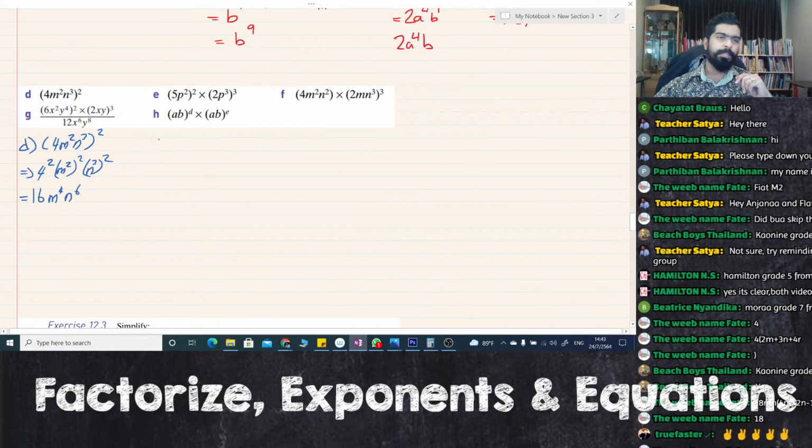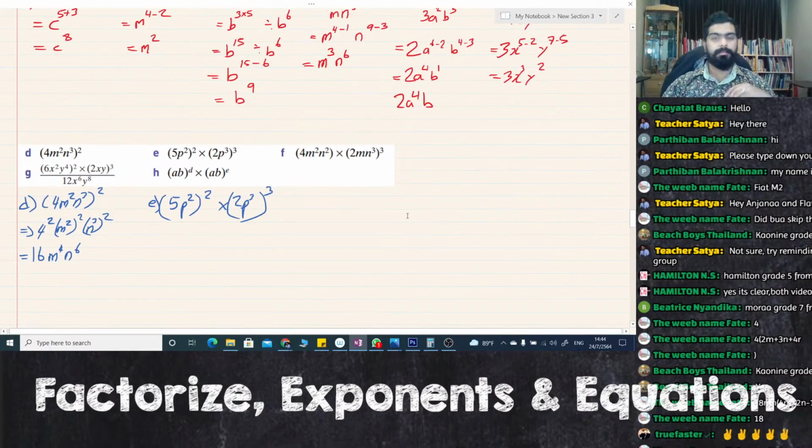It's pretty easy. Now let's go to question E. So we got 5p squared to the power of 2 multiplied with 2p cubed to the power of 3. All right, guys? So let me give you maybe 1 minute head start. Try and solve it by yourself, and we shall take it from there.